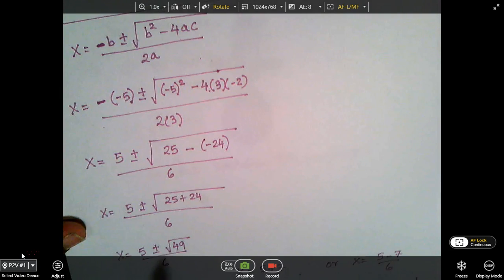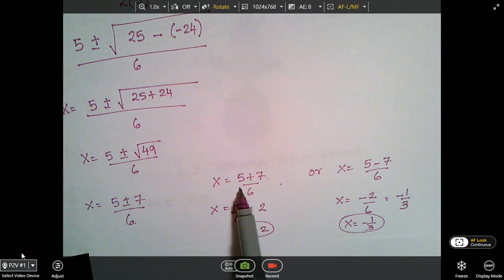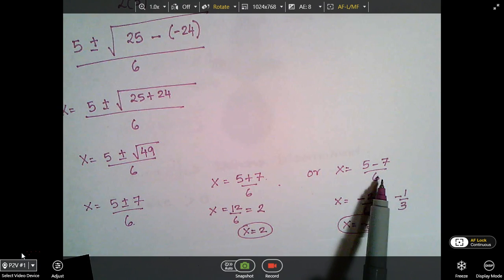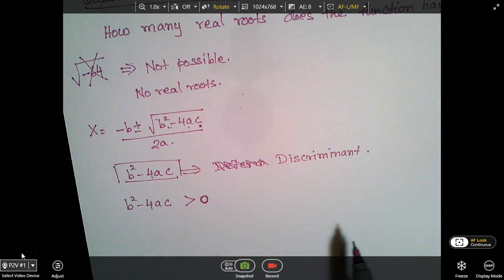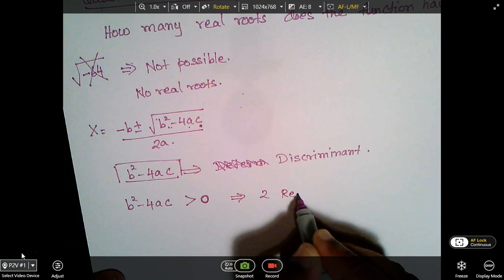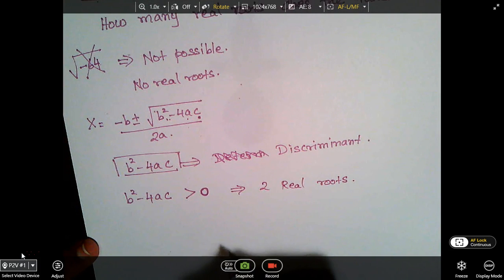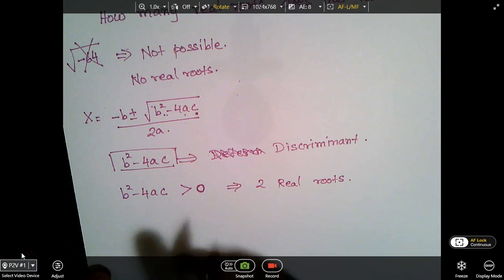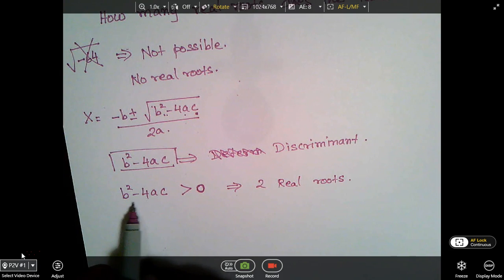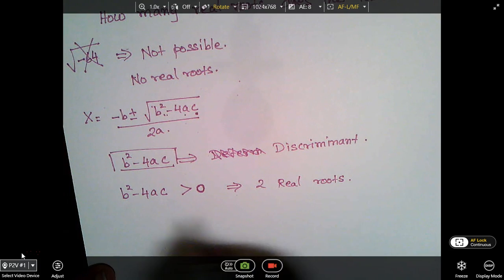So every time it turned out to be a positive number, I will end up with two roots. One is 5 plus 7 over 6 and the other one was 5 minus 7 over 6. So I will have two real roots. They're not asking what the roots are. All the question is how many there are. So all you have to do is figure out this value, b squared minus 4ac. If b squared minus 4ac turns out to be greater than 0, then there are two real roots.